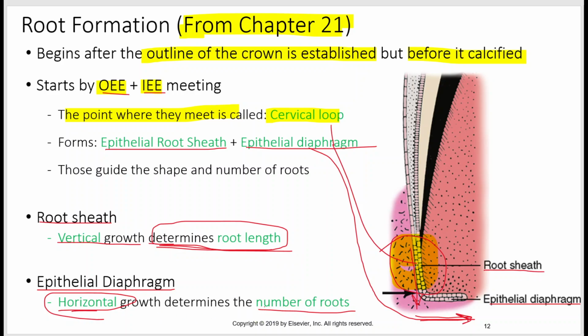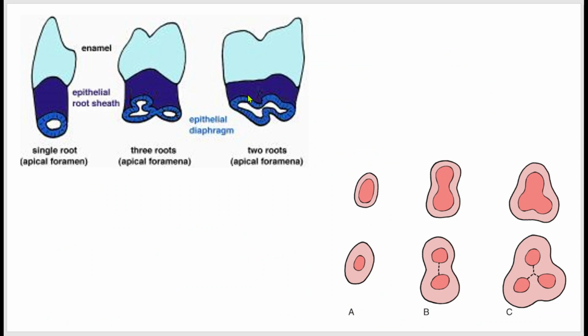If you take a look here, this is the epithelial root sheath going down, and this is the epithelial diaphragm going horizontally. If we didn't have any going horizontally, there will be just one root. If we have separation, we might have two or three roots, and so on and so forth.